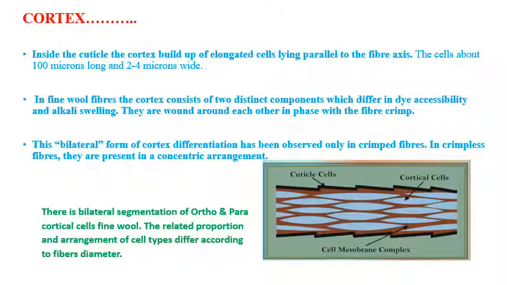Now you will understand the inner structure of the wool fiber, that is called cortex. It is made up of cortical cells. So inside the cuticle, the cortex is built up of elongated cells lying parallel to the fiber axis. The cells are about 100 microns long and 2 to 4 microns wide, as you can see in the picture. In fine wool fibers, the cortex consists of two distinct components which differ in dye accessibility and alkali swelling.